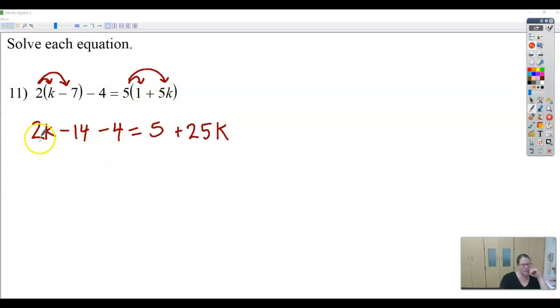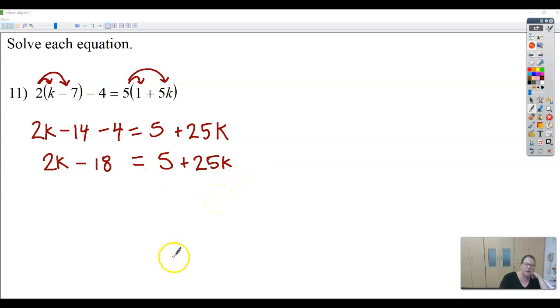Remember, we want to look at each side individually first to see what we can simplify. So this side, I can add the negative 14 and the negative 4. So negative 14 minus 4 more would be negative 18. On the other side, there's nothing I can combine because, again, we have non-like terms. We have a 5 and a 25k.